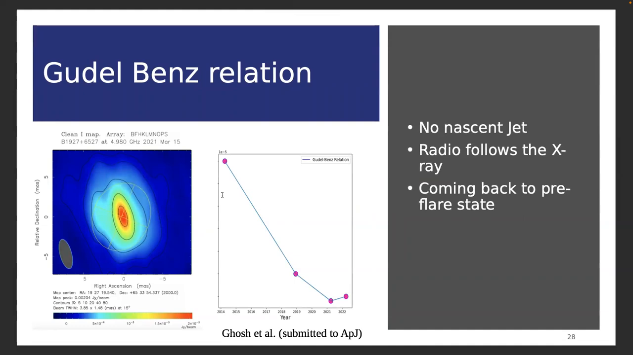So what it basically means is that the corona may be responsible for the emission of the radio and the X-ray part, or the magnetic field that is holding together this corona is responsible for the radio emission and also responsible for the X-ray emission. And there may be some correlation between these two.